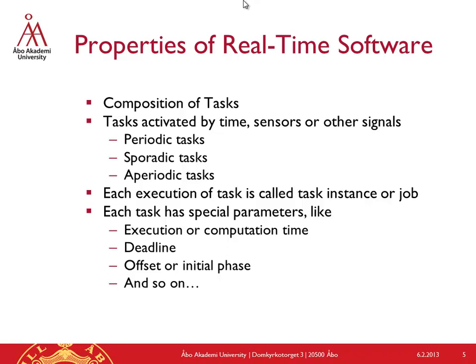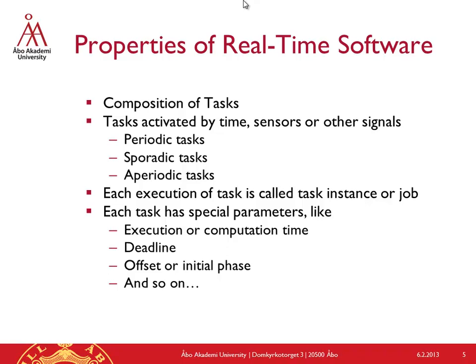Each task has some timing parameters in classic real-time systems theory. For example, an execution time or computation time. It may also be called worst-case execution time. It's the maximum time required for this task to be executed without other tasks being executed. Another mandatory parameter of a task is the deadline, because if we do not have a deadline, this is not a real-time system.